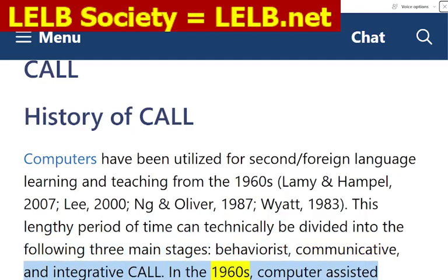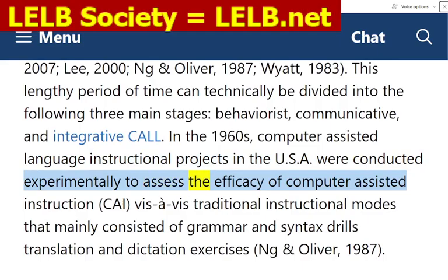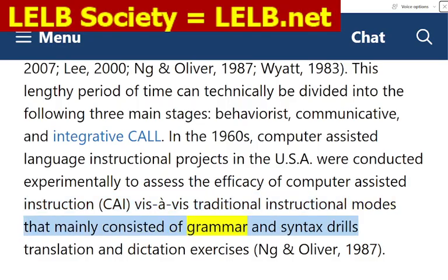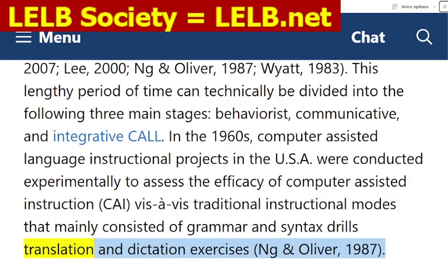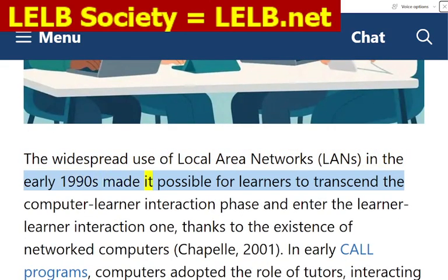In the 1960s, computer-assisted language instructional projects in the U.S.A. were conducted experimentally to assess the efficacy of computer-assisted instruction, CAI, vis-à-vis traditional instructional modes that mainly consisted of grammar and syntax drills, translation, and dictation exercises (Ng and Oliver, 1987).